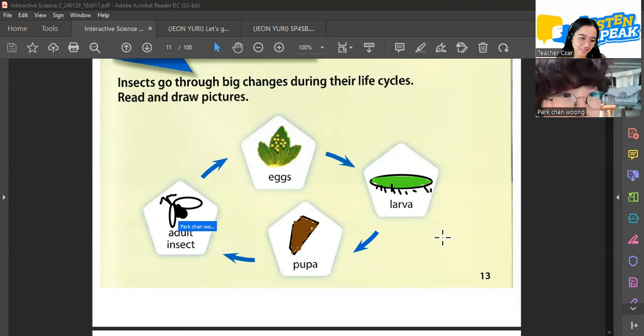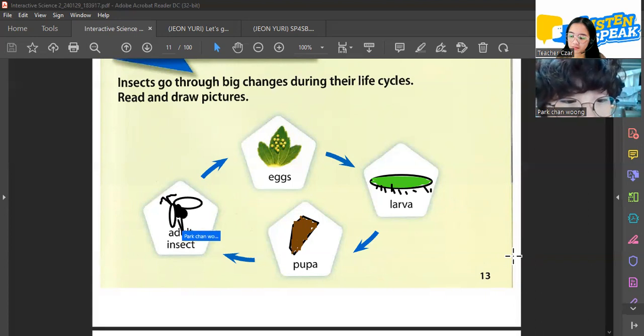Okay, so no, I didn't yet draw the leg. Okay. One, two, and here is three. One, two, three. I'm done.